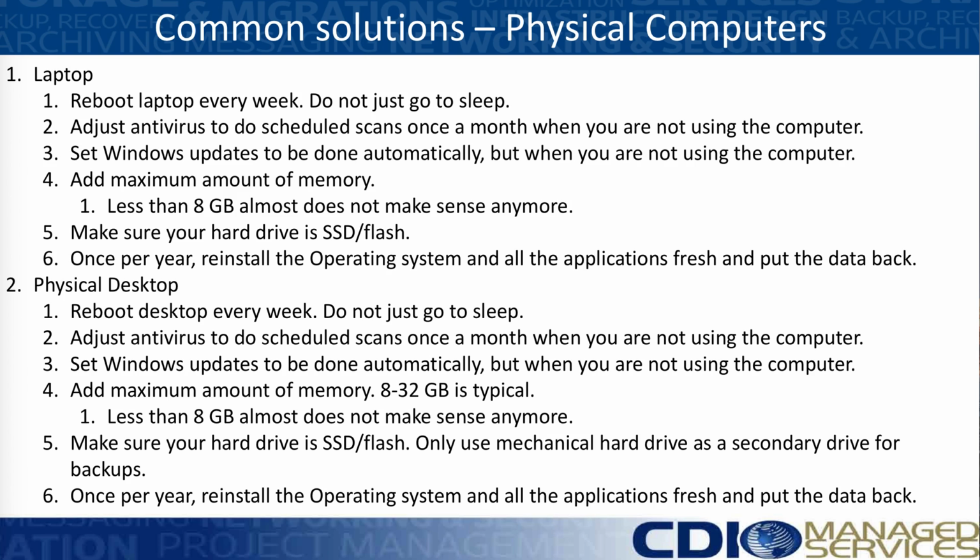For physical desktop, very similar recommendations as for a laptop. The only difference is the memory. On the desktop, you can put in a lot more memory. Obviously, the more the merrier. You want to put in as much as possible. For the hard drive, you also want to have an SSD as your primary hard drive for drive C. You can add a mechanical hard drive, but only if you're using it for backups. And also, again, for desktop, reinstall your operating system once a year.